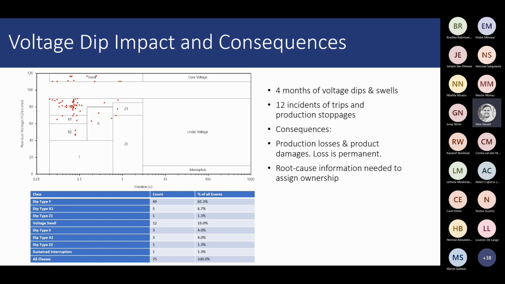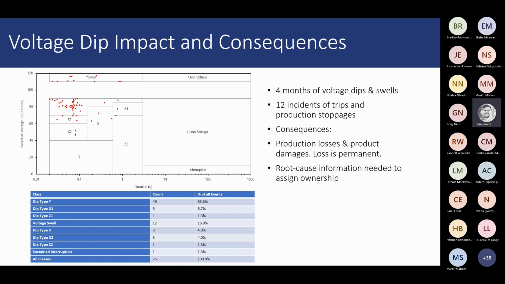Now, the important thing here for this client was that 12 of these events or incidents actually caused trips and production stoppages. That could be electronics issues, it could be VSDs that trip, and all that can lead to either production losses, product damage, or even sometimes a loss in production that cannot be gained back. So it's permanently lost. If you manufacture 24 hours and you have a loss in production because of a dip for a few hours, you can't make that back up.